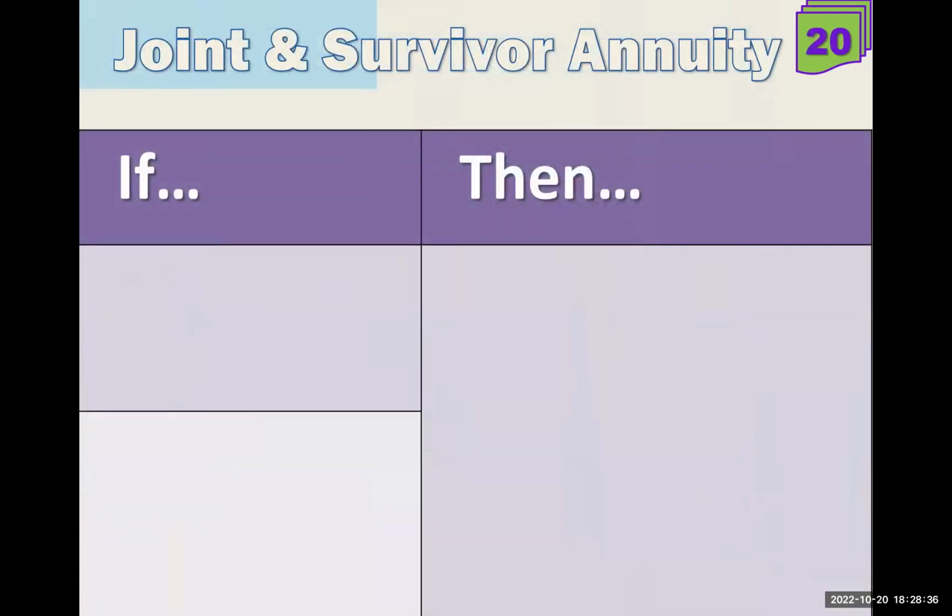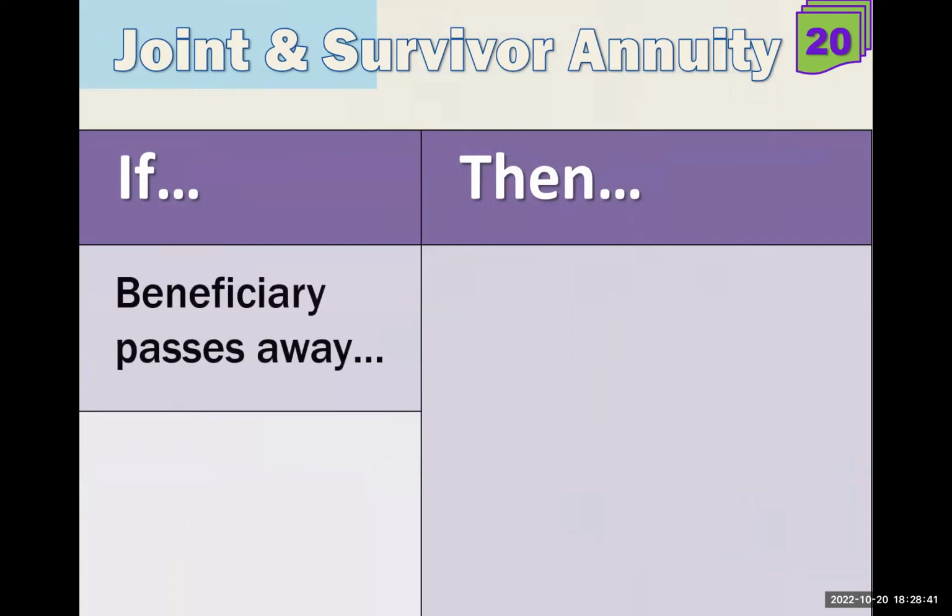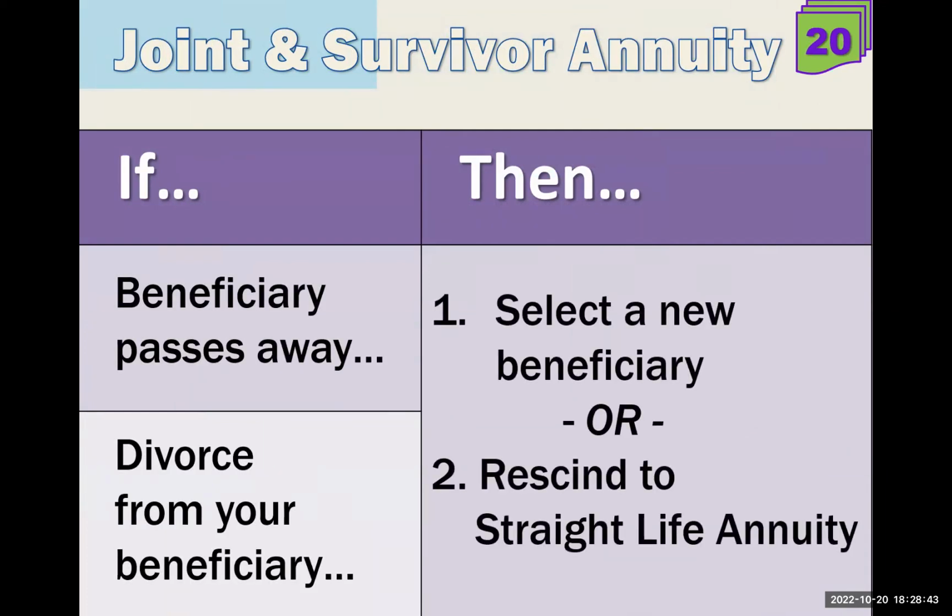There are 2 events that will allow you to change your joint and survivor option. If your beneficiary passes away before you, or you get a divorce from your beneficiary, then you can either select a new beneficiary that falls within the age restriction for that option that you chose, or you can elect to take the straight life annuity option. This means that you will jump back up to the higher paid amount each month. But when you pass away, there's likely nothing in the account to be paid to beneficiaries.